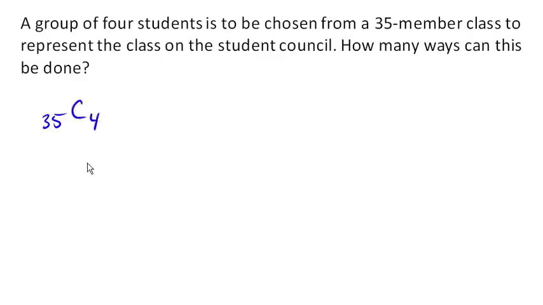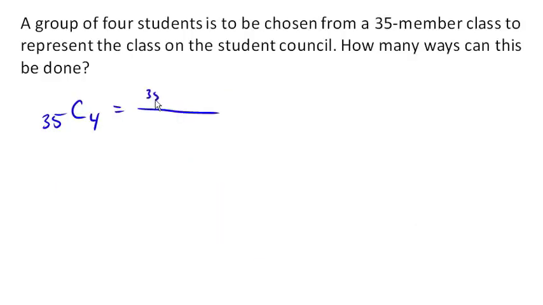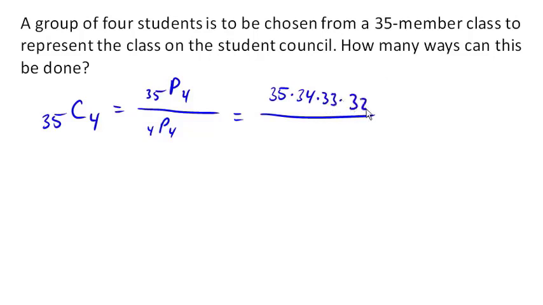So, using our first version here, the permutation version, we're thinking from 35, how many different ways can I pick 4 people if order did matter? And then I'm going to divide that by the number of ways of ordering 4 people. So from 35 people, I need to pick 4, so I have 35 choices for the first person, 34 for the second, 33 for the third, and 32 for the last choice.